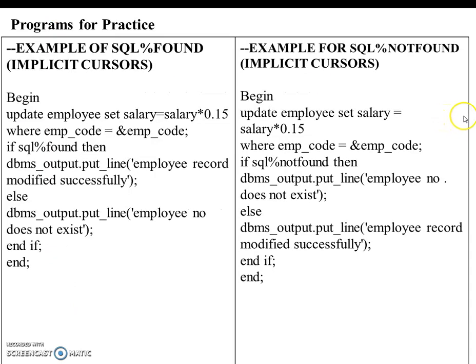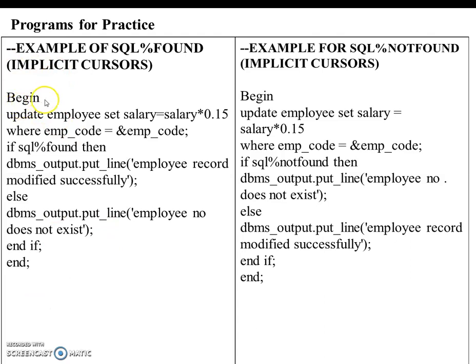Let us have an example for an implicit cursor. So this is the example for SQL%FOUND of an implicit cursor. That example starts with your begin statement. Here no declaration section is available because we are not declaring any variable, or we are not going to use a variable within this code, hence the declaration section is not available.